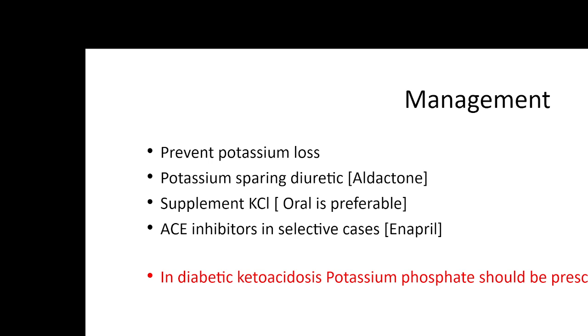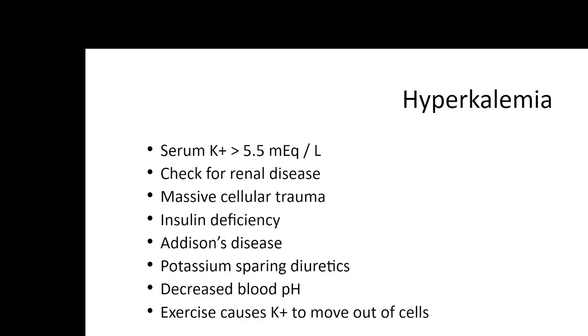It's preferred. In diabetic ketoacidosis, it's not potassium chloride but potassium phosphate that has to be prescribed, because potassium chloride can enhance the acidosis, and hence potassium phosphate is preferred in diabetic ketoacidosis to supplement potassium. That's about the management of hypokalemia. Clinically, that's more important than hyperkalemia. Hyperkalemia is less common than hypokalemia.